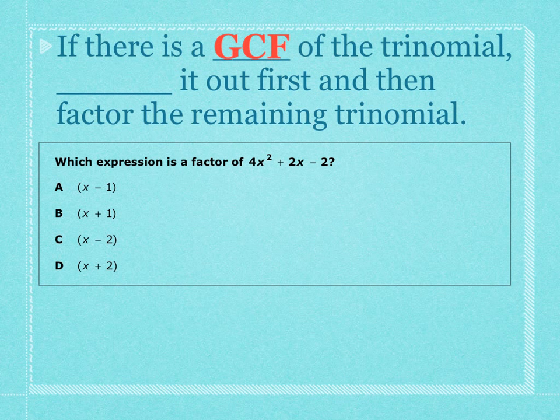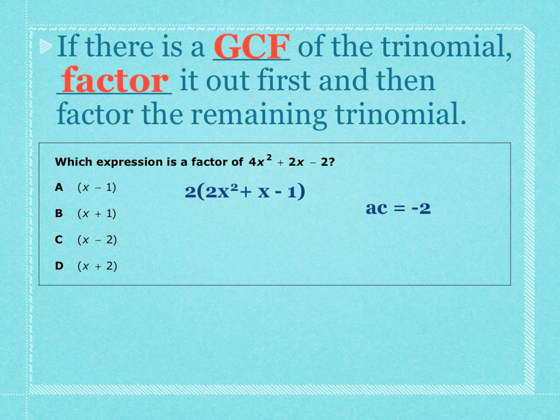If there's a GCF of the trinomial, it's going to be helpful to factor it out first and then factor the remaining trinomial. So if you look at this example, it says, which expression is a factor of 4x squared plus 2x minus 2? Well, if you look at the numbers 4, 2, and 2, they clearly are going to have a GCF. 2 is a factor of all of those. So what we're going to do is we're going to bring it out and we're going to say 2 times 2x squared plus x minus 1. All that does is factors out the GCF.